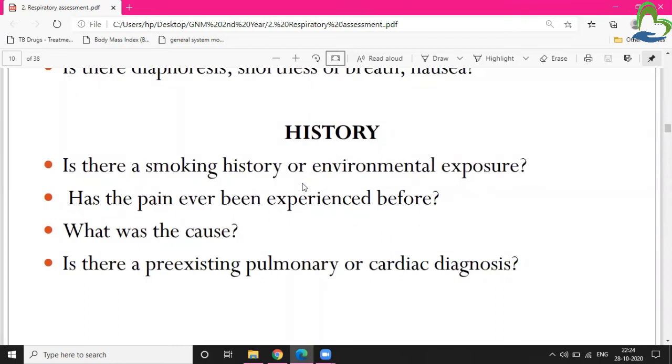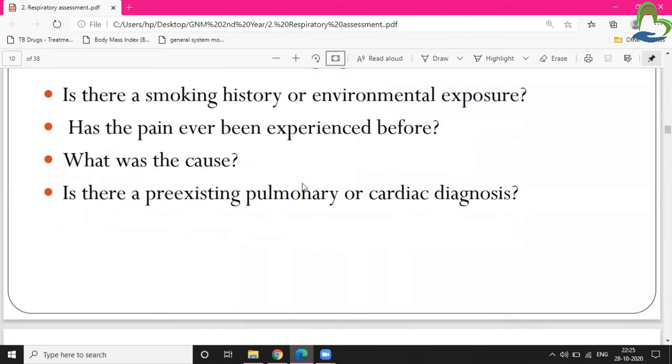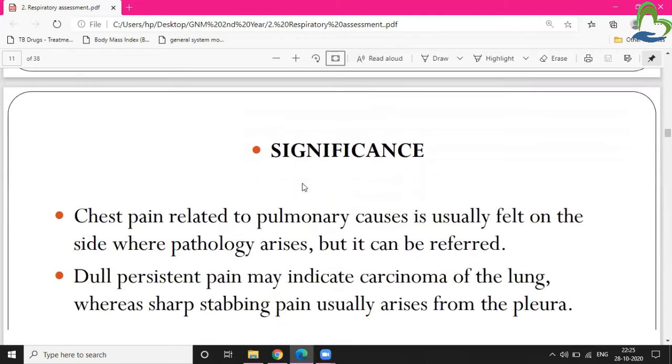So history will be like, is there a smoking history or an environmental exposure through which they are suffering from all these kinds of symptoms? Has the pain ever been experienced before? Like if previously they were also affected with all these things, what was the cause? Is there a pre-existing pulmonary or cardiac diagnosis? We need to take history regarding that also.